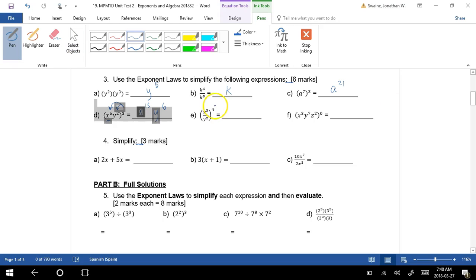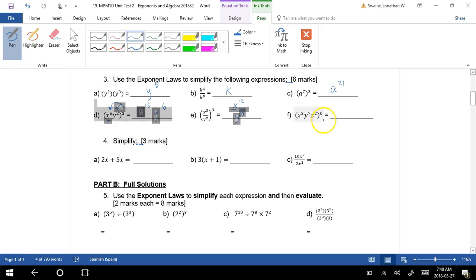Again, that exponent of 4 has to affect x to the power of 3 on the top. So x to the power of 3 to the power of 4 is x to the power of 12. And then that y to the power of 2 on the bottom, y to the power of 2 to the power of 4, is y to the power of 8. So you have x to the power of 12 over y to the power of 8.